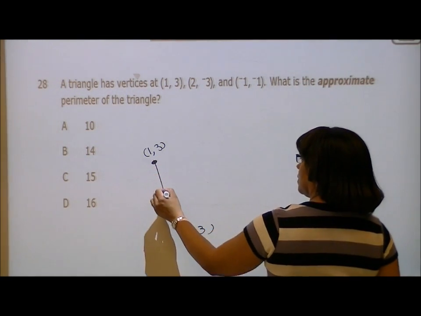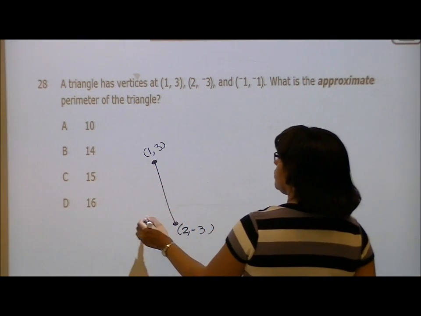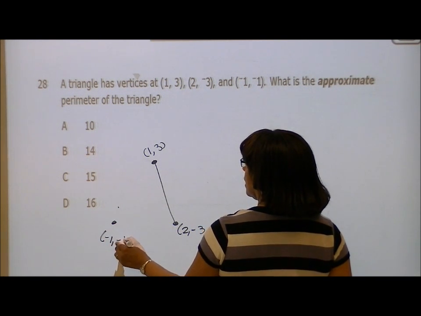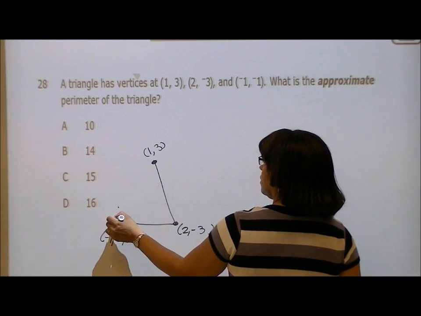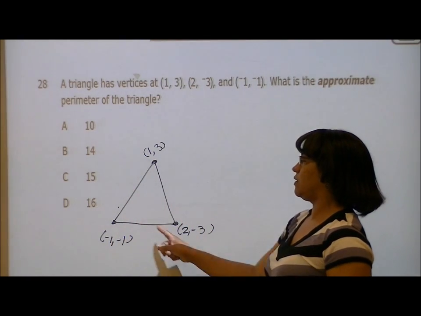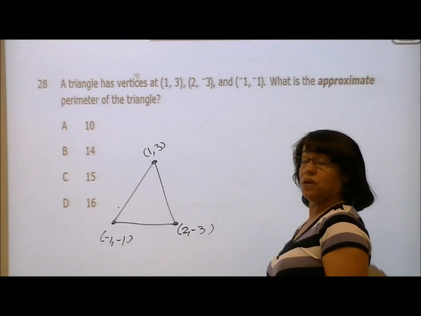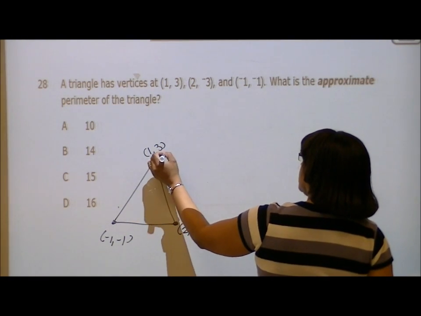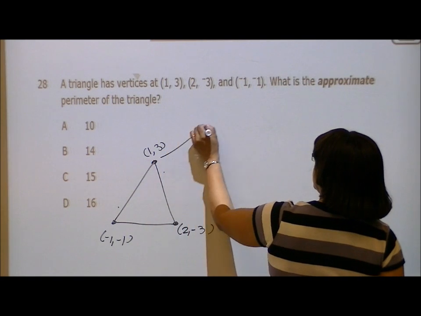And you connect, and then you go left 1 and down 1, so you're right around here. That just gives you a visual. And now you find the length of each of these lines by using your distance formula, and you add them up, and you have your perimeter. And so right here, let's go ahead and find the length of this one.